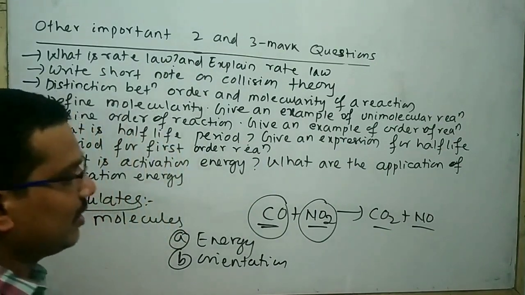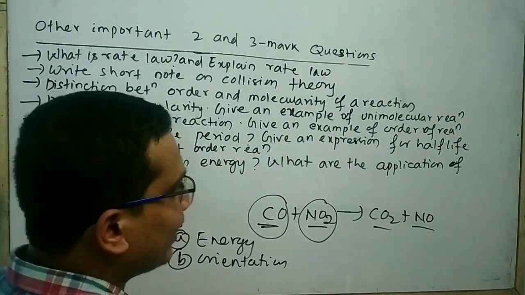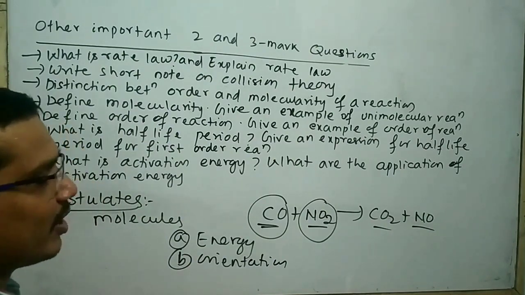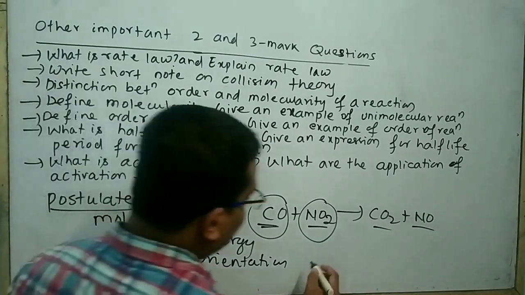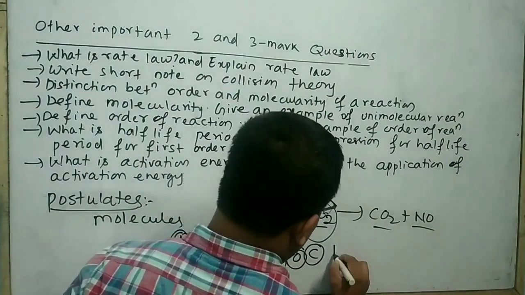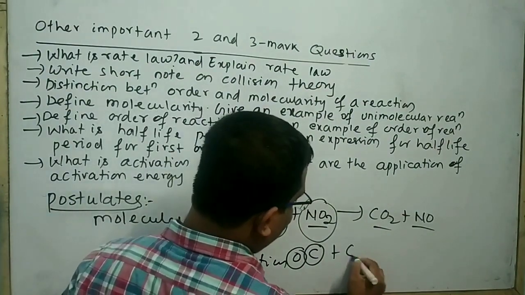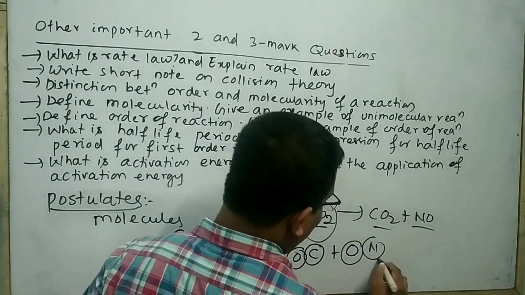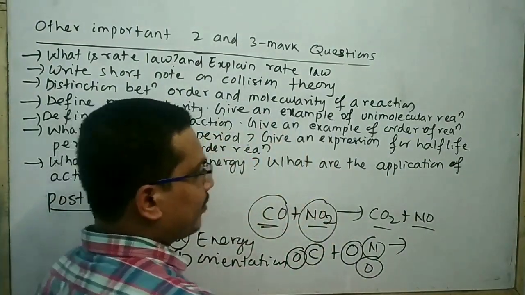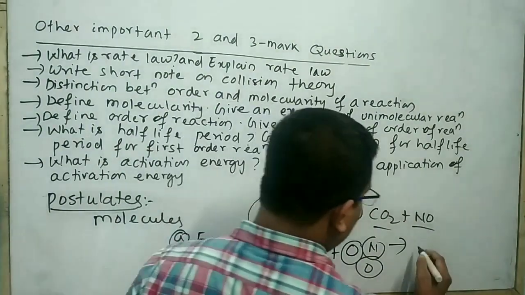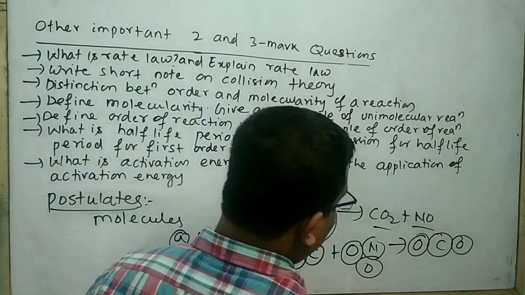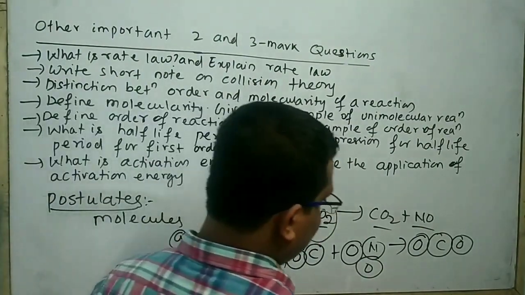Orientation barrier means the molecules collide in such a way that, as a result, the properly oriented product is formed. For example, suppose the CO molecule is present like this, then the NO2 molecule must be present like this. When they collide with each other, as a result the properly oriented carbon dioxide molecule is formed. That means we can draw like this. This is the orientation of carbon dioxide molecules.